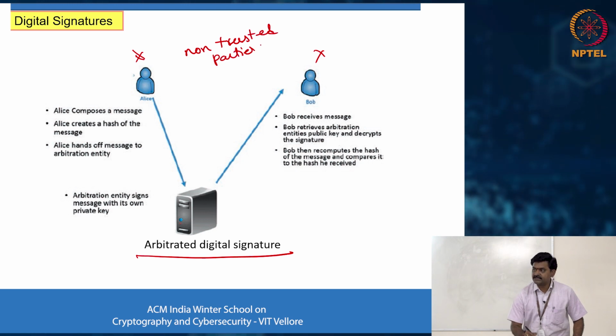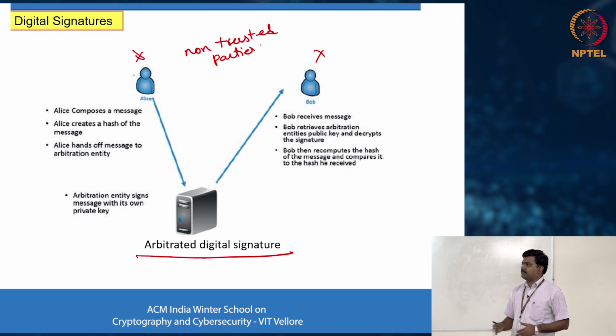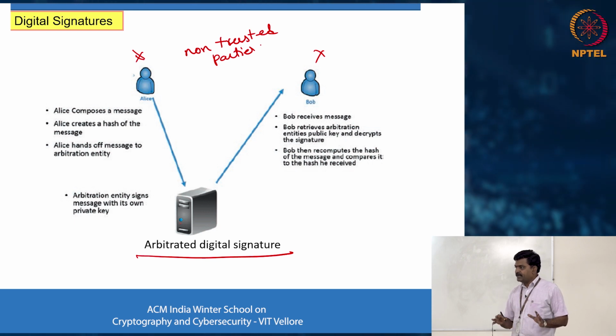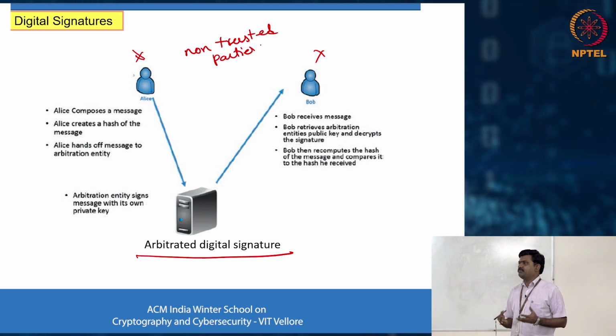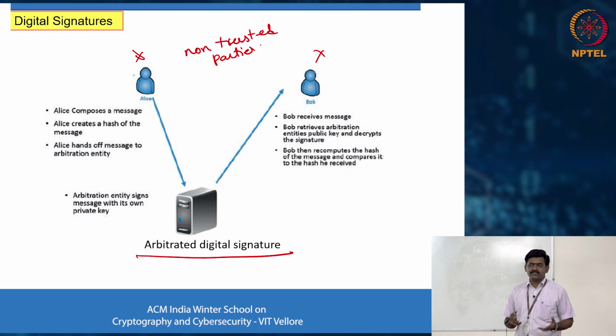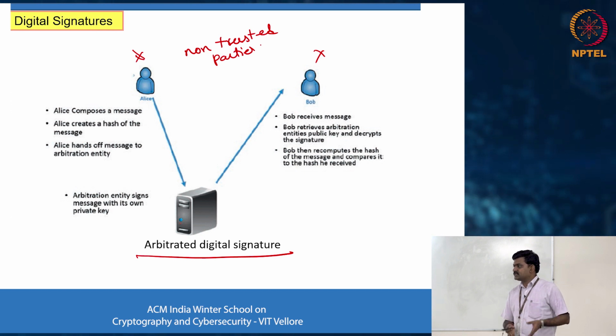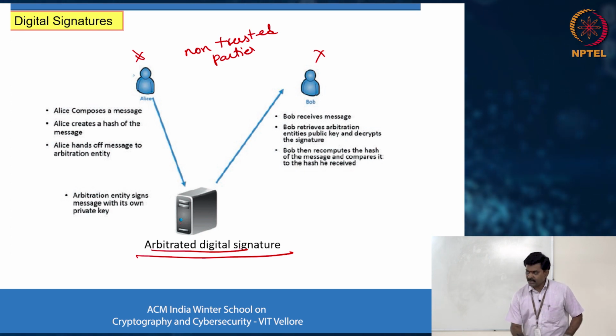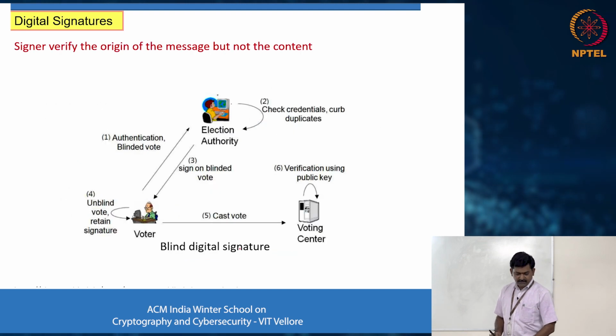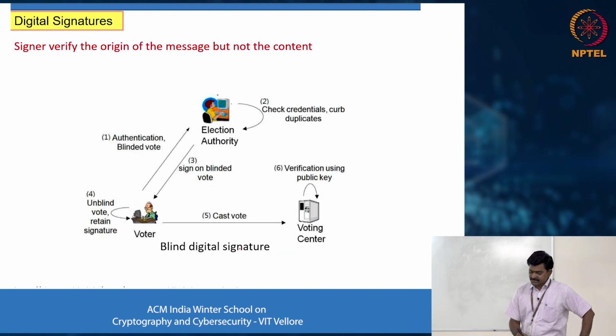Non-trusted communicating parties. So far we said Alice is talking to Bob, Bob is talking to Alice. So far we didn't bring the role of trust in between. Now these two guys are not trusting each other. So Alice created a message and asked the third party to sign the message. So that is the arbitrated digital signature.